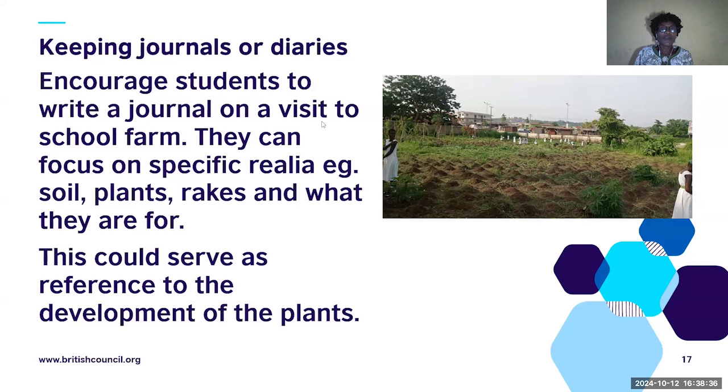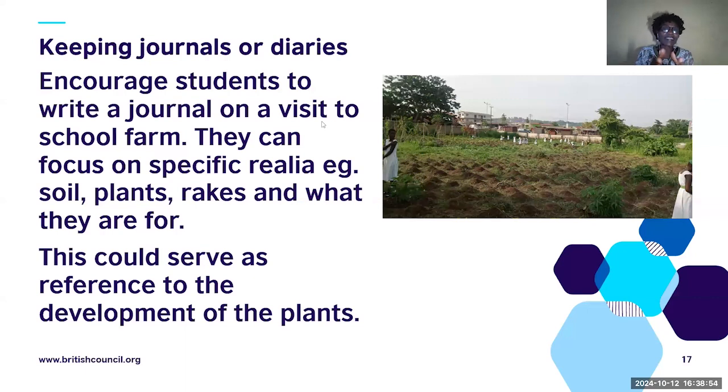We can also encourage them to write a journal about a visit to a school farm. What you are seeing on the screen is a picture of my school farm, and you can see some of my students in white uniform on the farm. So if you take your students to maybe the school farm, you can ask your students to write about it.